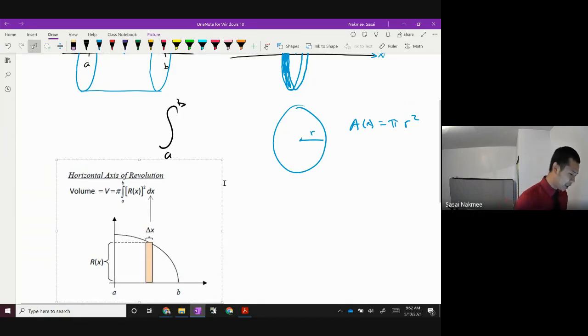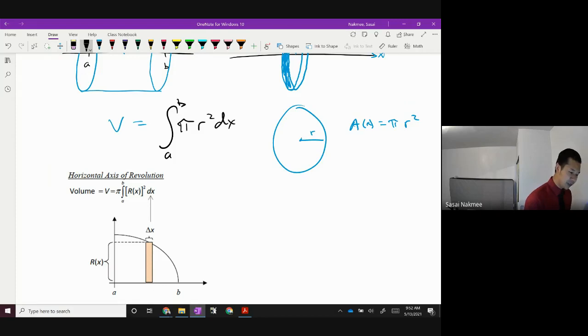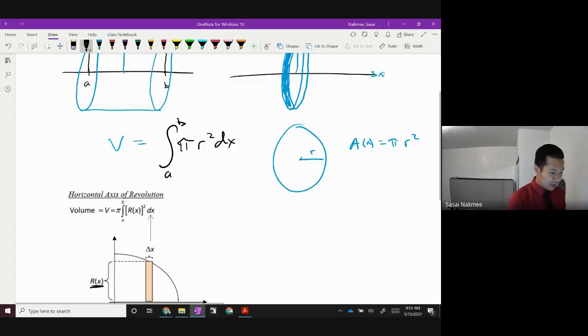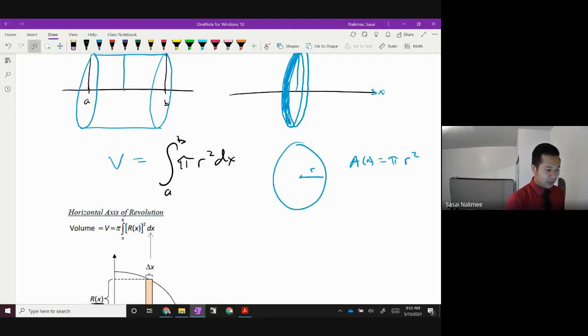Right here. So to get this volume is going to equal pi r squared dx. But r is a function of whatever that is right there, so they write it as r of x. But that's the idea of it. Whatever that function is, we square it and then multiply by pi, and that's going to give us the area of this circle.